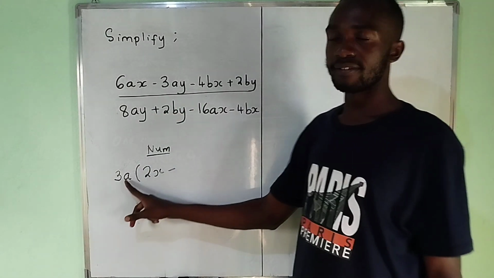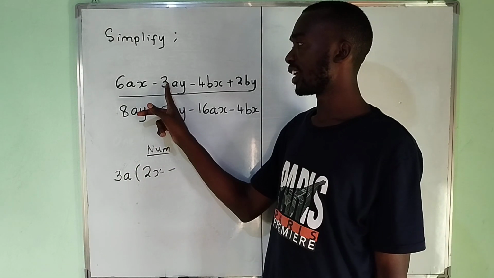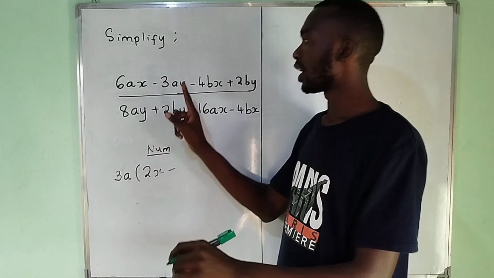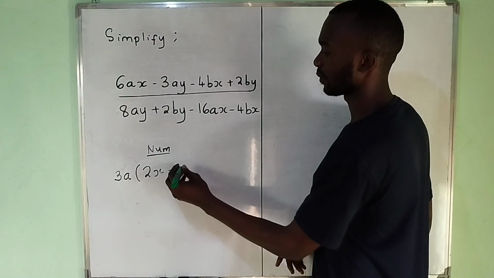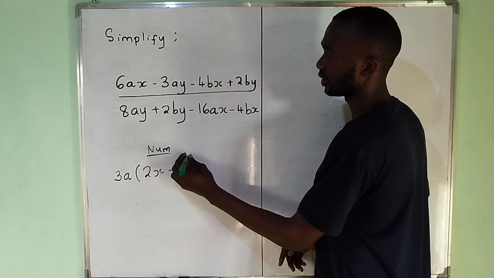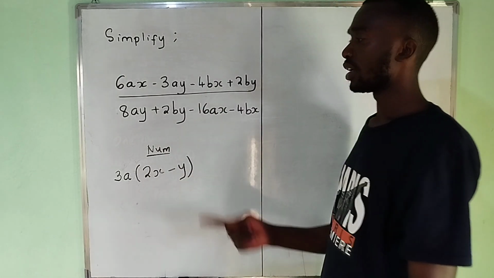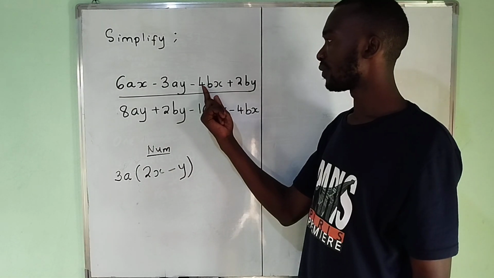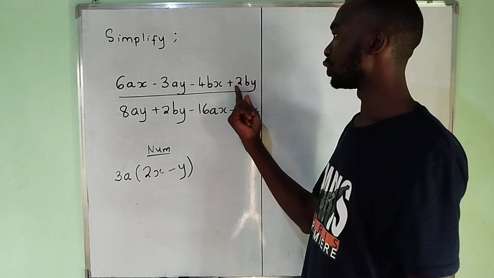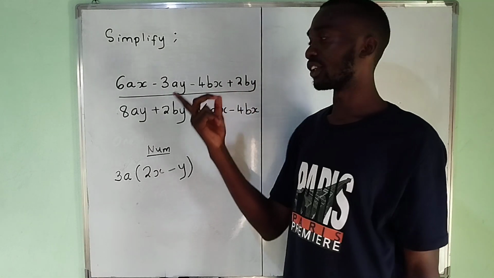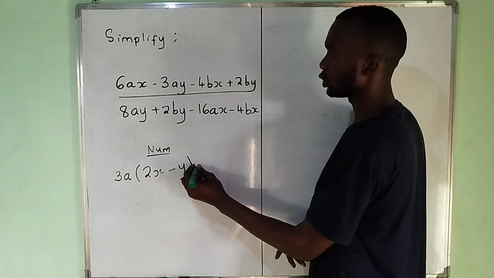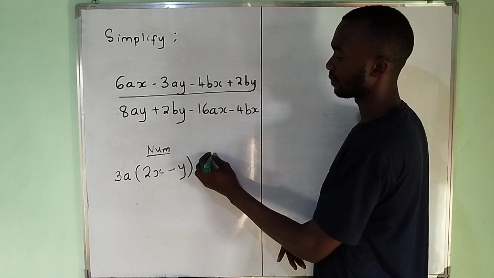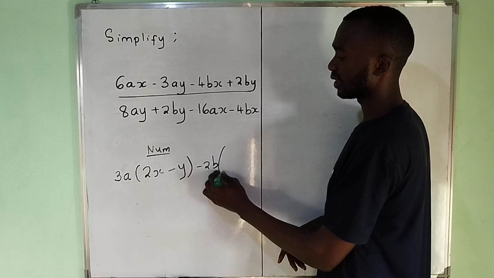3ay divided by 3a. So 3 divided by 3 is a 1. A divided by a is also a 1. So we are left with y. So that is the first part. Then the second part, we got negative 4bx and 2by. So the common factor in the second part is negative 2b. You open the second bracket now.